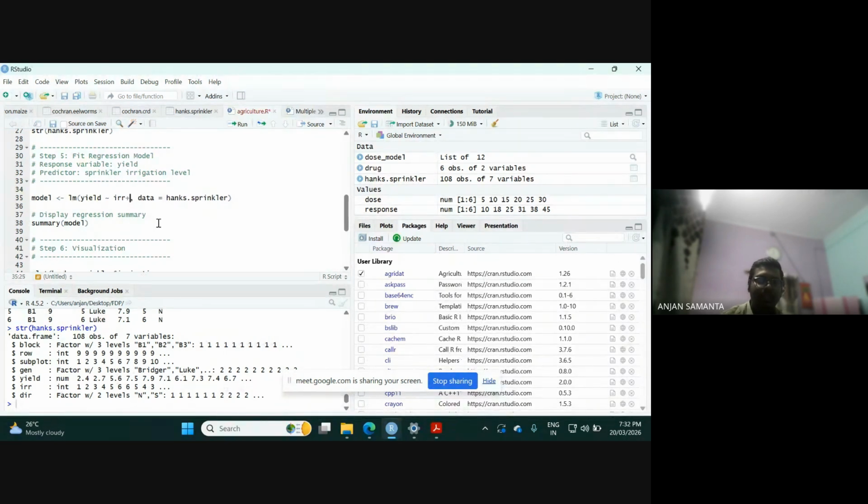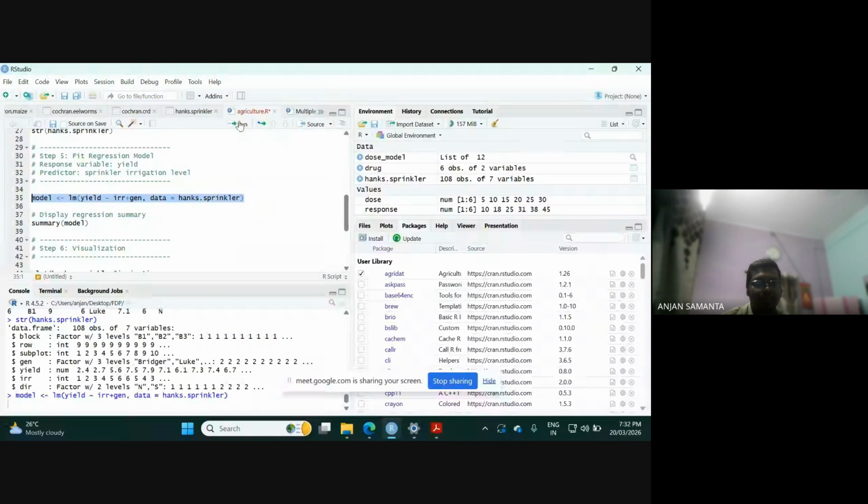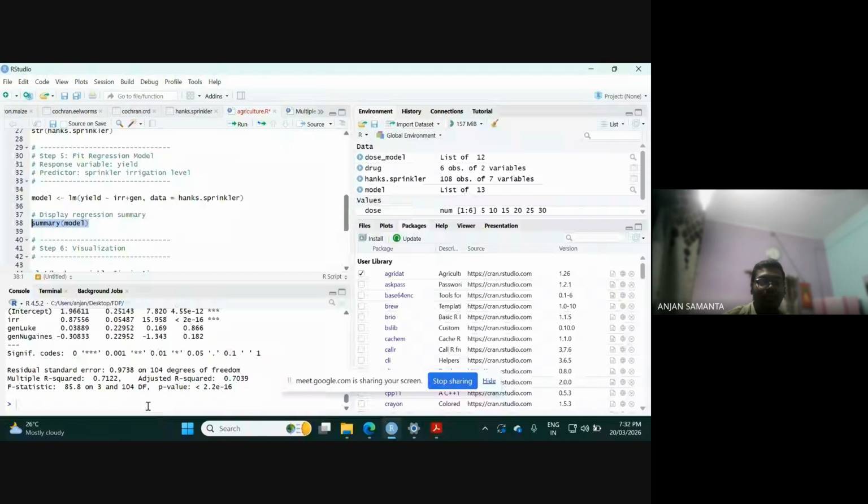I can click a plus and just write the name of the parameter, that is gen. If I run that, it will be a multiple regression because it is 2 inputs, single output. But I don't know how much accuracy we will get. Maybe the accuracy is quite good. Incorporating the gen parameter and the irrigation parameter, the R-square value is 0.71, but the adjusted R-square is 0.70.